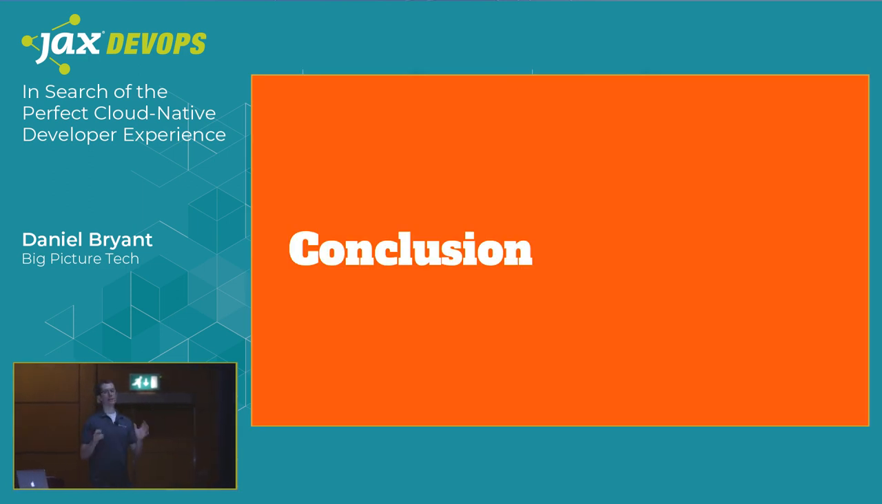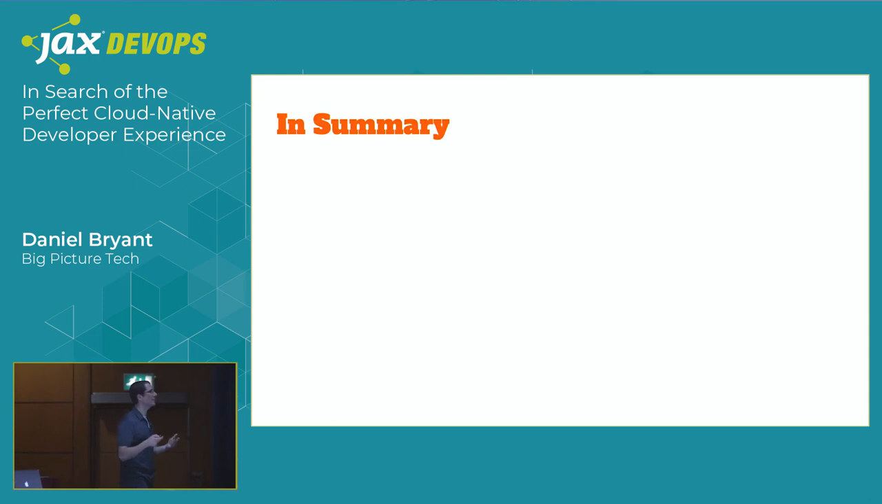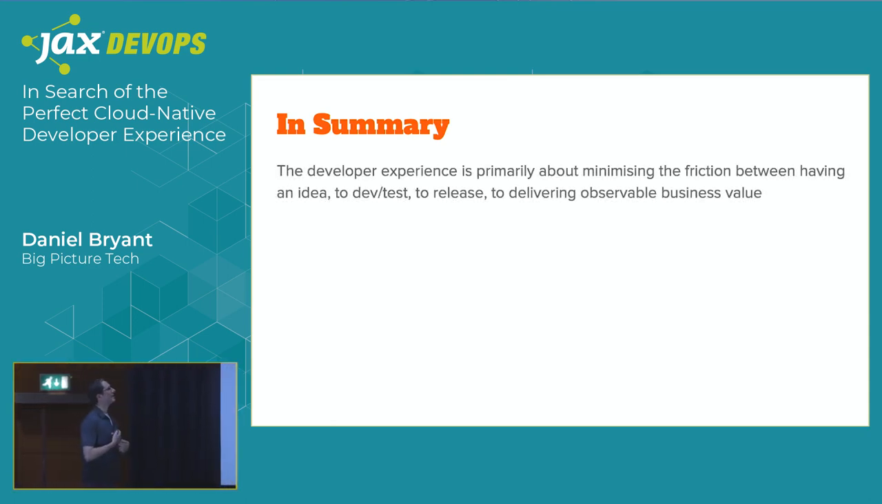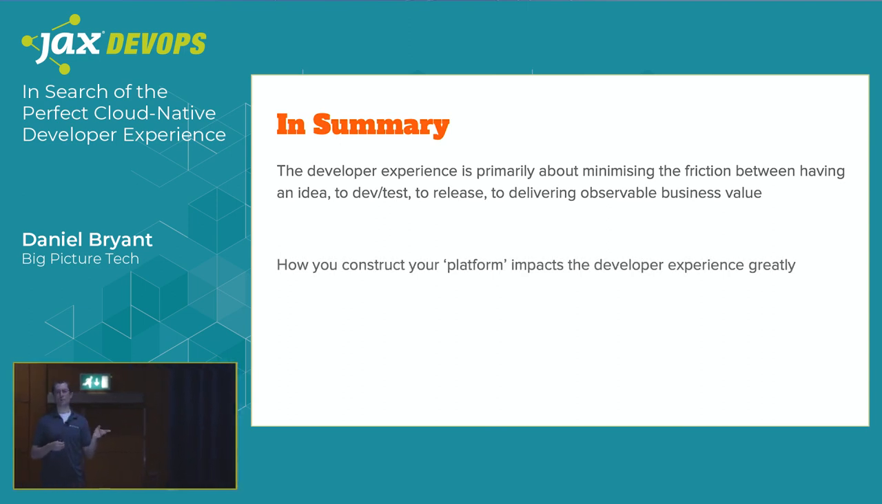So in conclusion, hopefully this has been a bit of a whistle-stop tour of a few thinking points if you're on your journey or you're thinking about building a platform or thinking about your developer experience. What I'm trying to say is it's really about minimizing the friction from us as engineers, us as business folks, having an idea and getting it through to observable value in production, or an observable experiment in production. How you construct your platform massively impacts developer experience. I think it's probably one of the biggest leverage points, but it's one we typically forget about the most. And I'm speaking from experience.